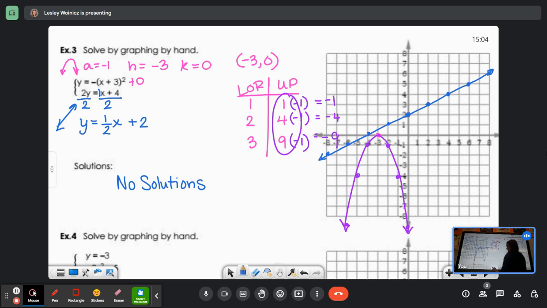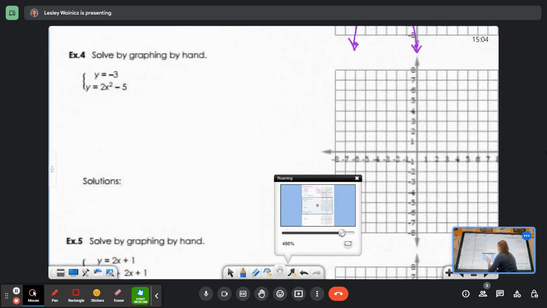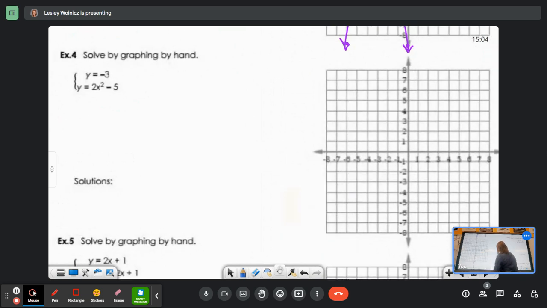Here's another fun one. And by fun, I mean we have to do it because it's on the page.